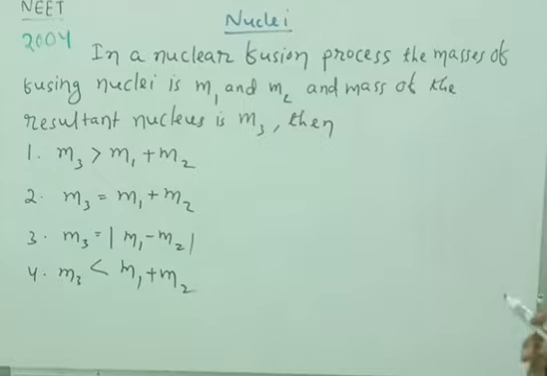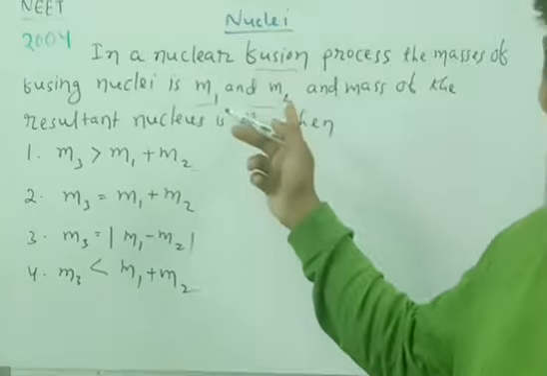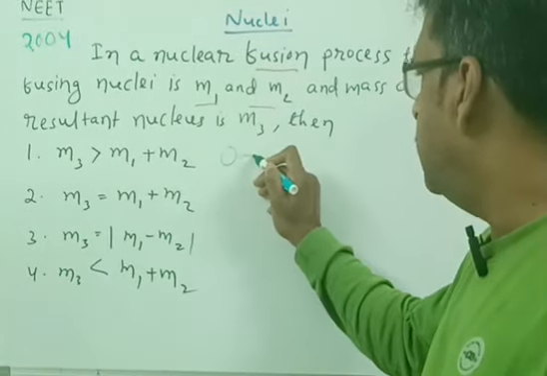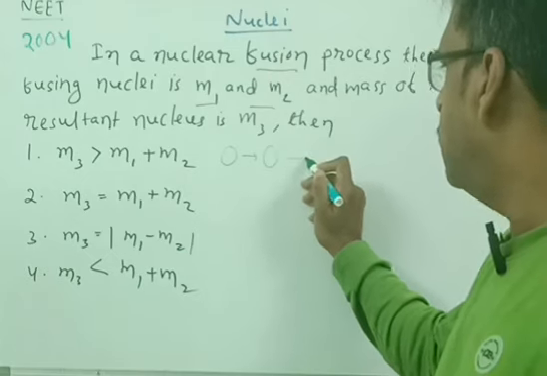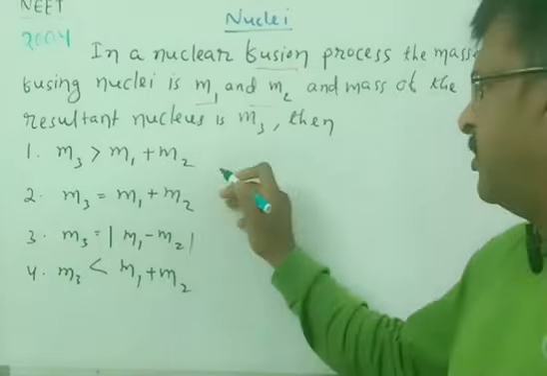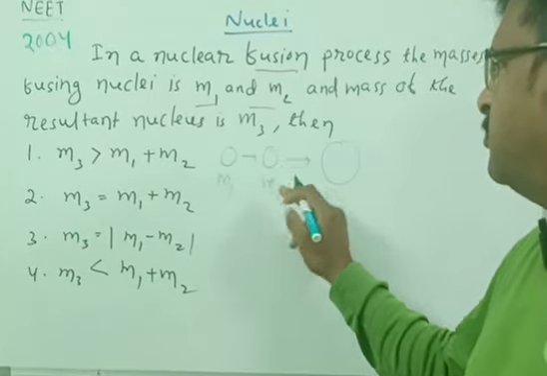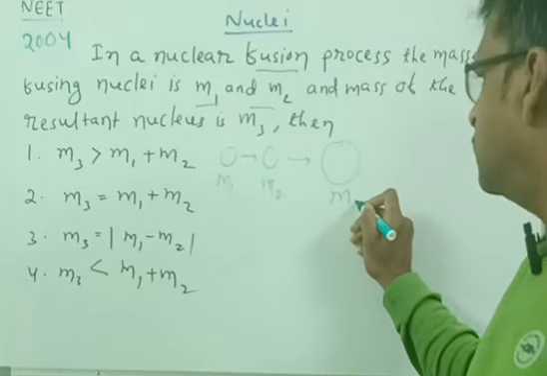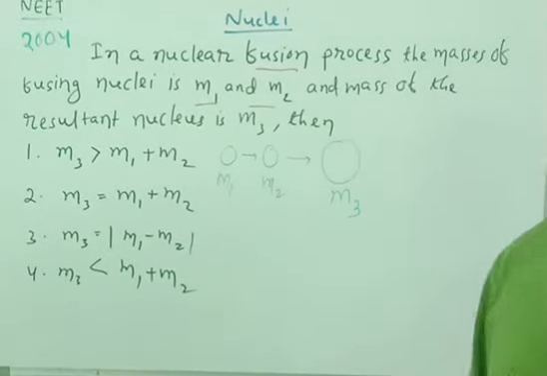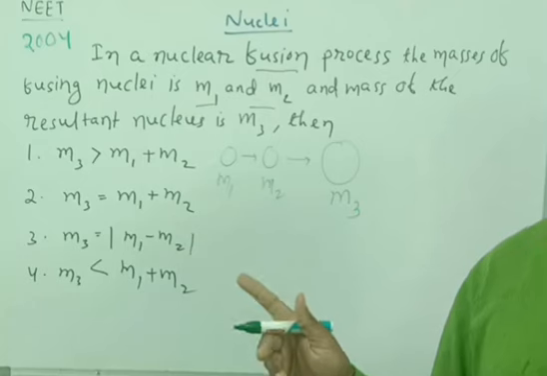Okay student, the process is nuclear fusion and there are two nuclei involved. This is a nucleus and this fuses with this nucleus to form the resultant nucleus. The mass of this nucleus is M1, the mass of this nucleus is M2 and the mass of the resultant nucleus is M3.